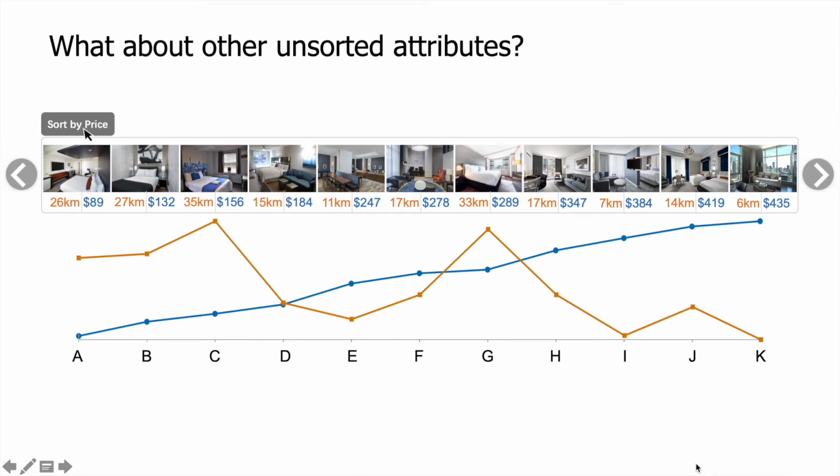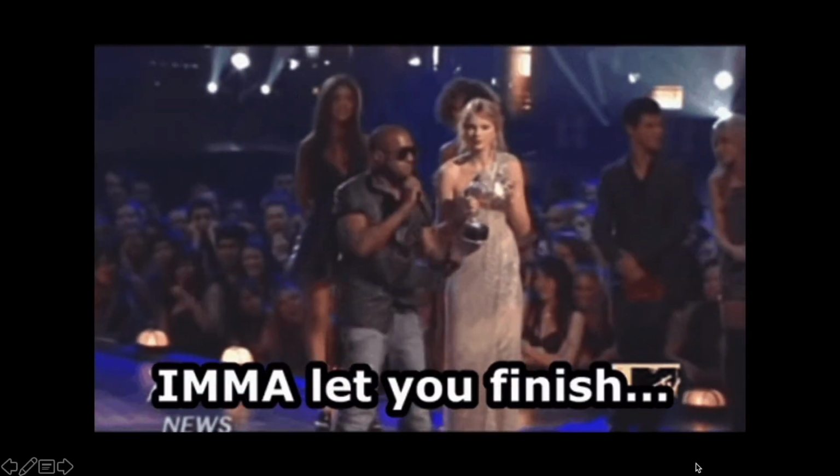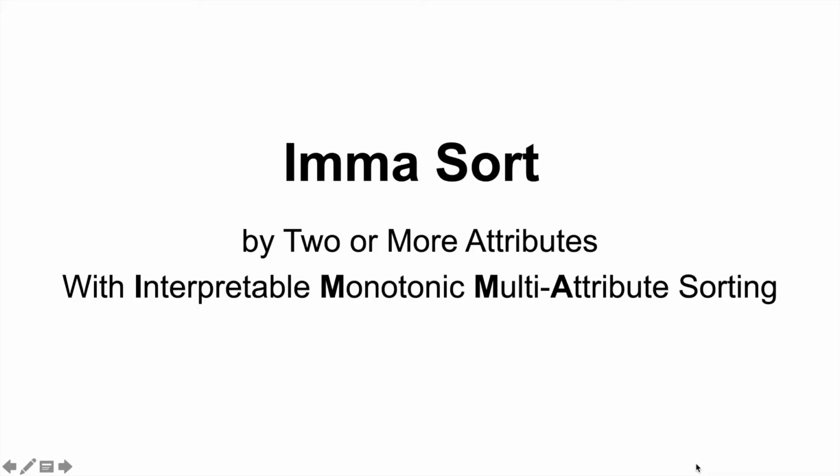Such a search experience is quite struggling, and that motivates us to ask a question: why can't we have both attributes sorted at the same time? Well, I'm going to present sorting by two or more attributes with interpretable monotonic multi-attribute sorting.